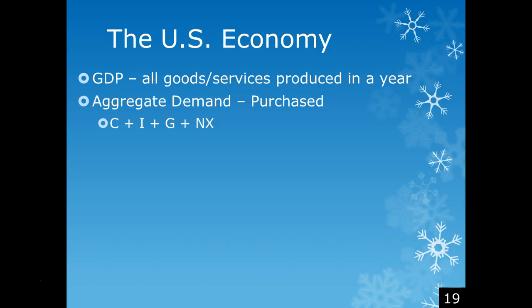And using this formula, we can estimate what the GDP was. Aggregate demand, everything that's purchased, can tell us roughly what the value of all the goods and services produced in a year is. So they're usually treated as the same thing. But one side is the demand side, and the GDP is the supply side, everything that's produced.